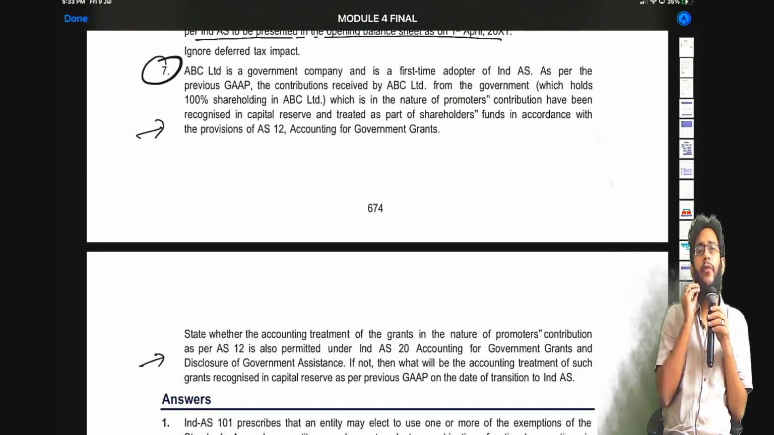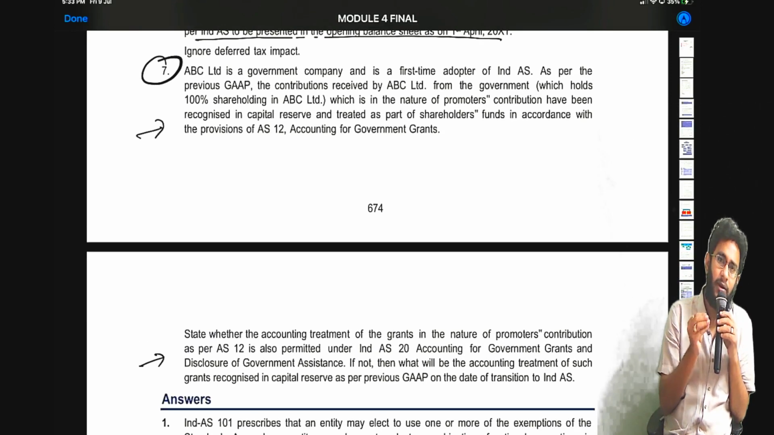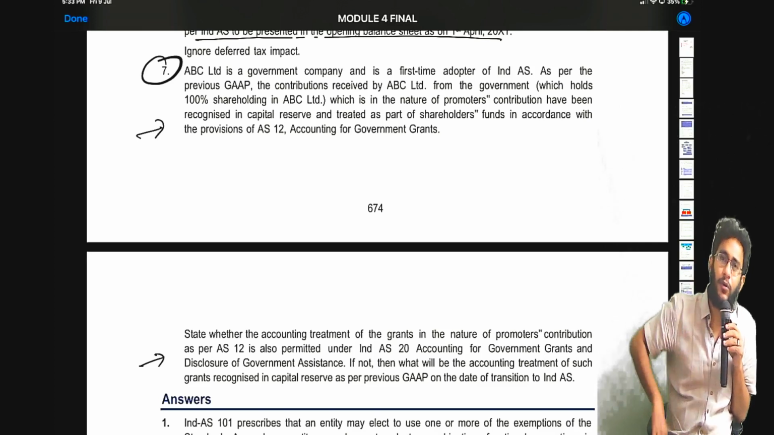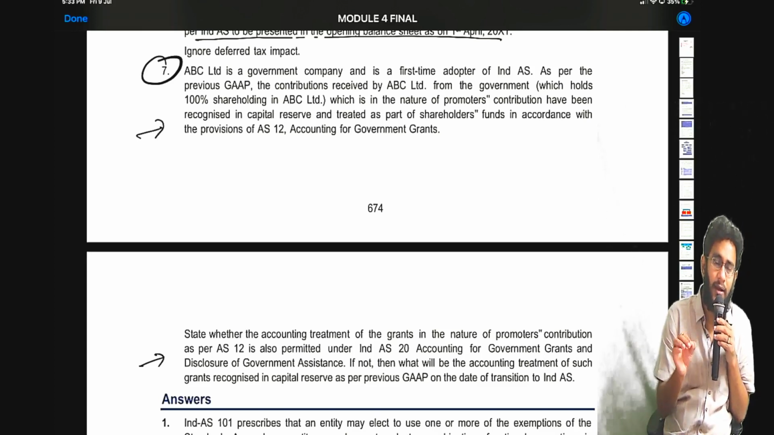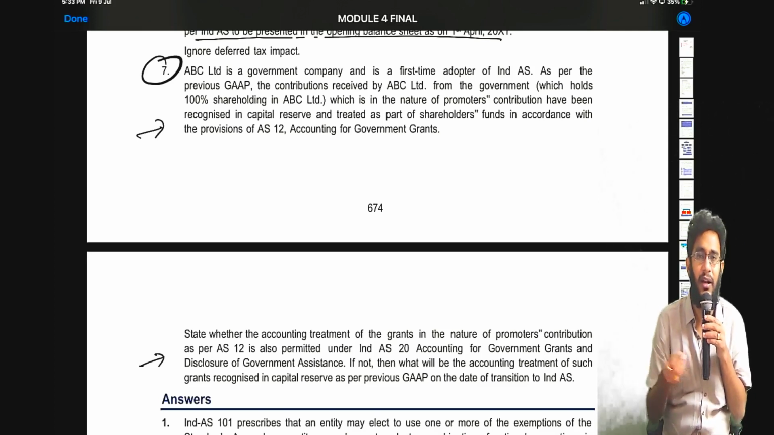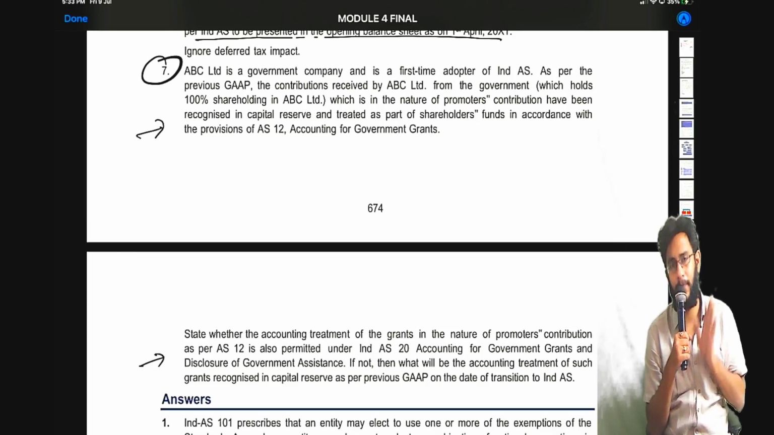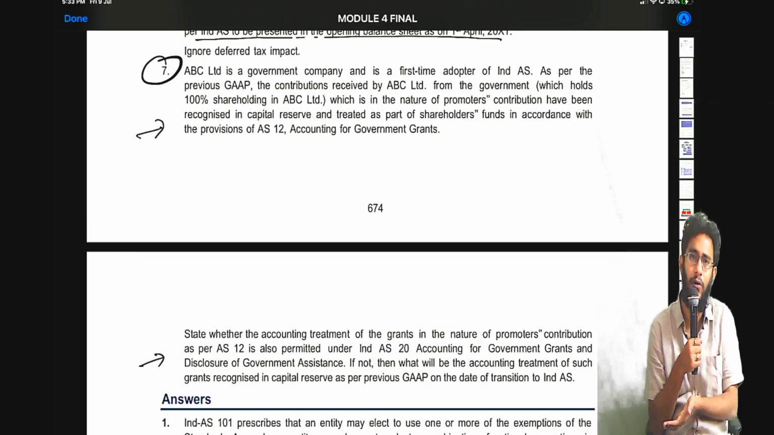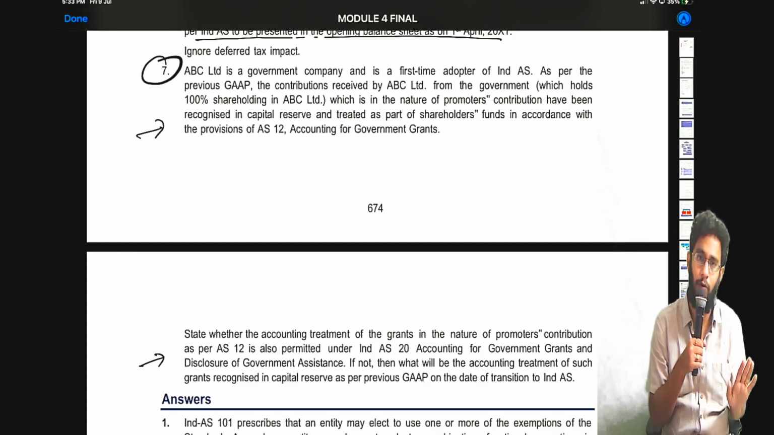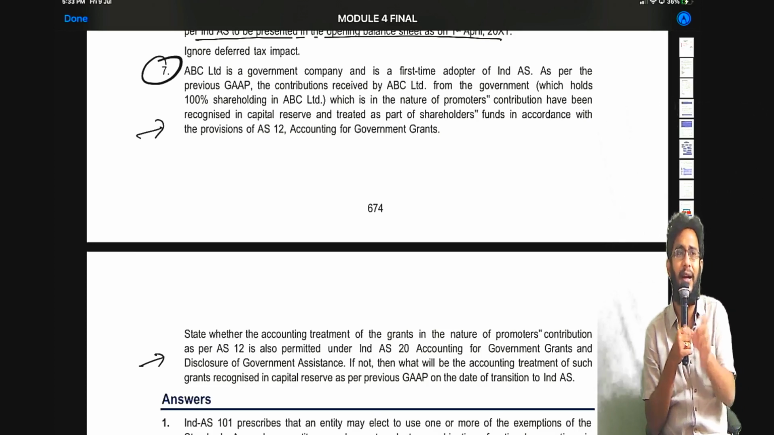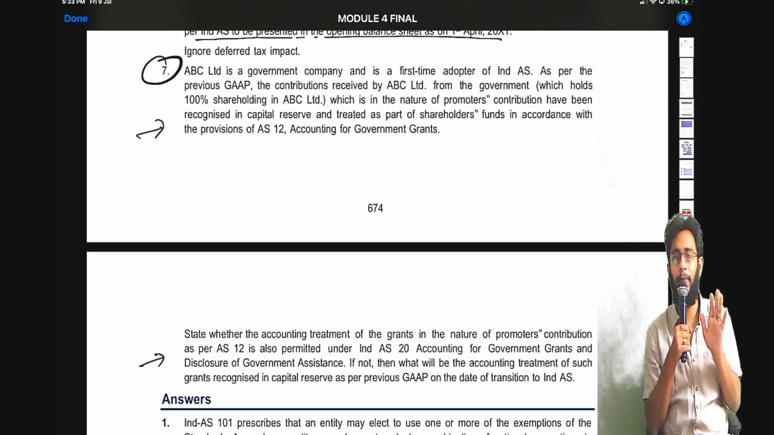Strictly speaking, if you receive a grant from the government in the nature of promoter contribution, under AS 12 we all used to transfer that to capital reserve. I think you remember that. But under Ind AS 20, you don't have anything called a grant getting accounted under the name of capital reserve. Every grant has to come to P&L. Of course, sometimes immediately it will go, sometimes over a period it will go. So temporarily we'll classify it as deferred income. But a grant sitting under the heading of capital reserve is inappropriate.